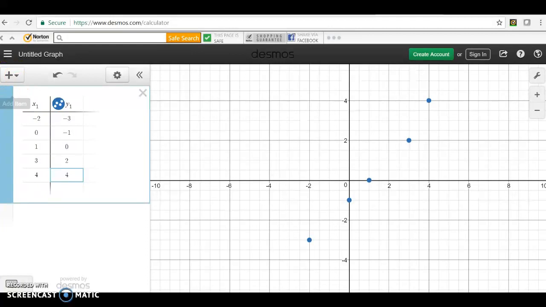So I've graphed it here at my free graphing calculator at www.desmos.com. I simply went here to add an item and I added a table and I put my points in. So I have (-2, -3), (0, -1), (1, 0), (3, 2), and (4, 4). And here's what I have. It looks linear, pretty linear, right? If I connect the dots, it looks like it hits all at a straight line. We have to do a little bit more digging though.